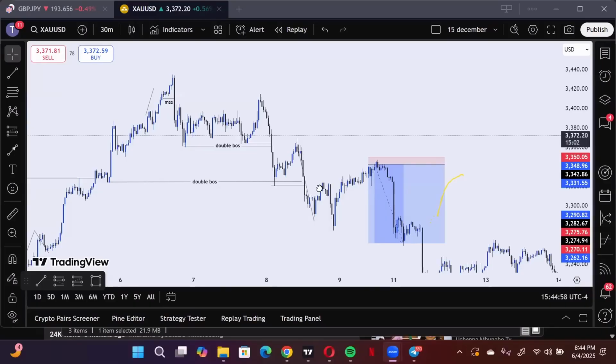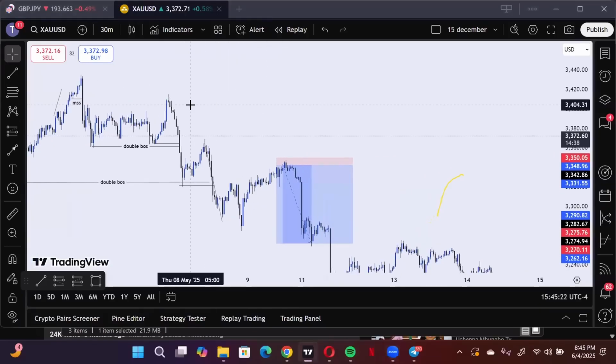So the inducement is the first pullback that the market makes after a market structure shift or a breakout structure or a double breakout structure. That is what the inducement is, the pullback that the market makes after the market structure shift or the breakout structure. We only look for an inducement after you've seen a market structure shift or a double breakout structure. This is what I mean.